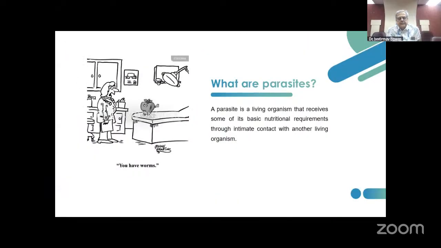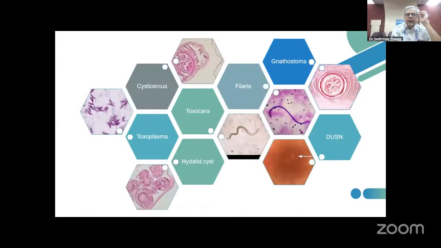What are parasites? A parasite is a living organism that receives some of its basic nutritional requirements through intimate contact with another living organism. There are several parasites in the body, eye, as well as in the body. Those which are in the body and affect the eye, I am talking about them. Mainly I'll be talking on toxoplasma, which is the most common parasite in the eye. But the rest of the parasites are not that common, like Cysticercus, Toxocara, Hydatid cyst, Filaria, Gnathostoma, DUSN. They're exotic.